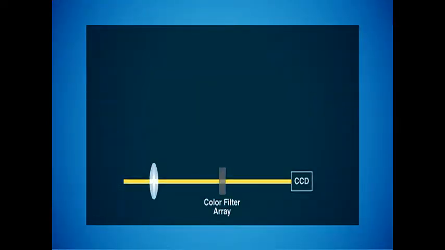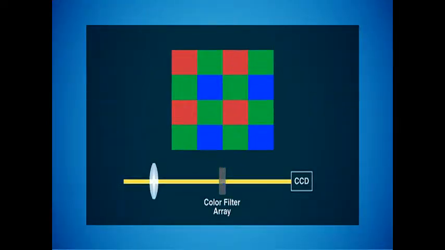Now the exact opposite happens in a digital camera. The light that comes from the object you're taking a photo of zooms into the camera lens. This incoming image hits the CCD, or the light detector.